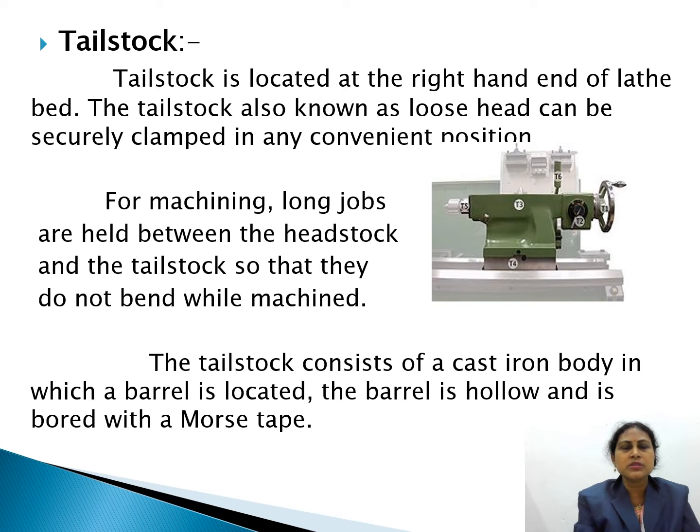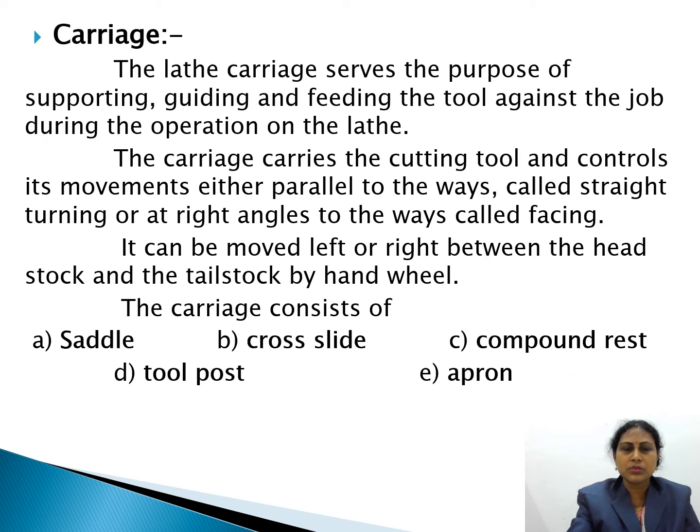The tailstock is located at the right hand end of the lathe bed. It is also known as the loose head. It can be securely clamped in any convenient position. Long jobs are held between the headstock and tailstock so that they do not bend while being machined. The tailstock consists of a cast iron body in which the barrel is located, and the barrel is hollow and bored with a Morse taper. These are the descriptions of the tailstock.